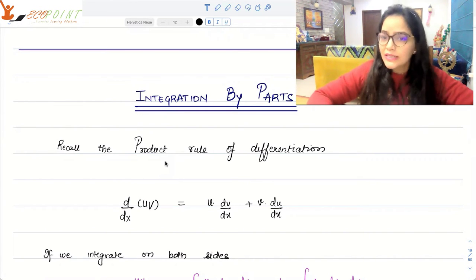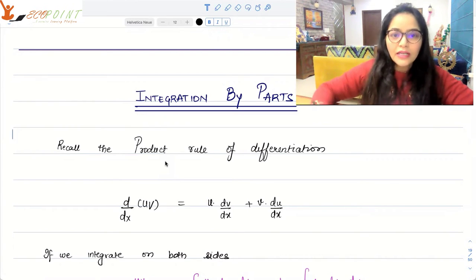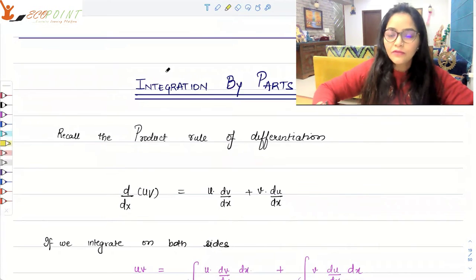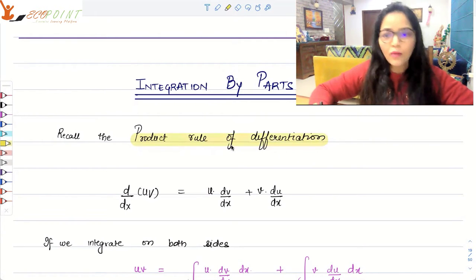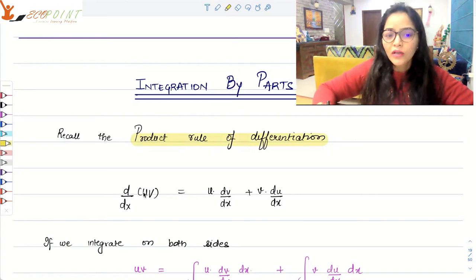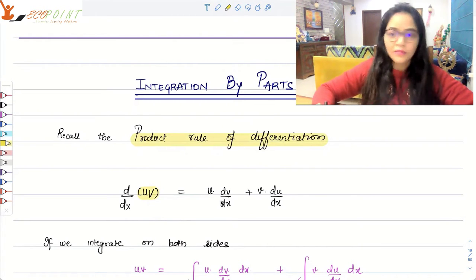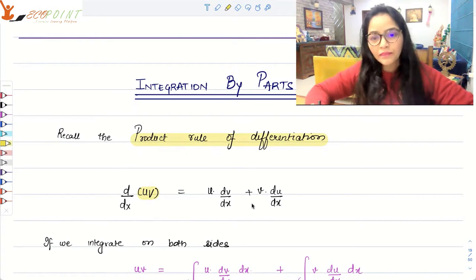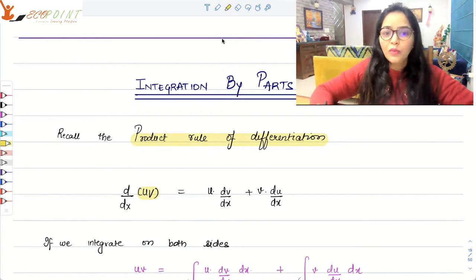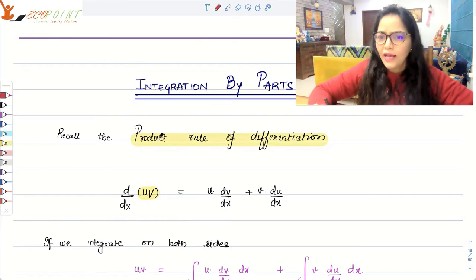In fact, to understand the working of by parts, what you need to recall is differentiation and the product rule of differentiation. The product rule says that if I want to find d by dx of the product of two functions uv, then it is u multiplied by the derivative of v plus v multiplied by the derivative of u, right? So now if we integrate on both the sides, what's going to happen?